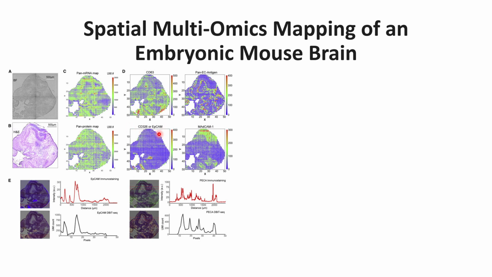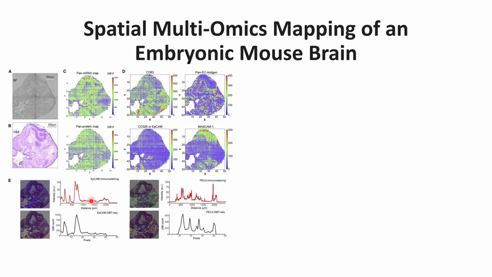And this time they quantify two of the results, that is the EPCAM results and the pan-EC results, through immunostaining. They compare the results that they obtain from DBiT about EPCAM and pan-EC antigen with the immunostaining results that they obtain from the neighboring tissue slides. So these images are the overlap of the DBiT spatial clustering of EPCAM and also the immunostainings.